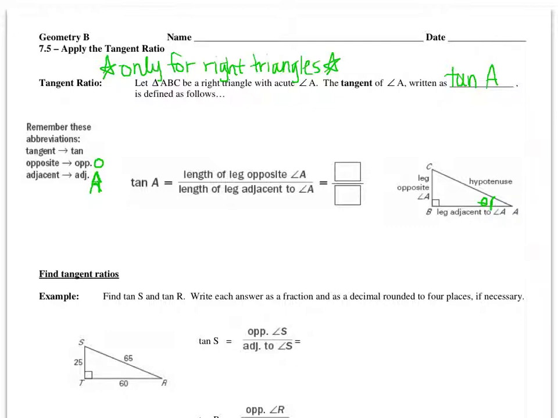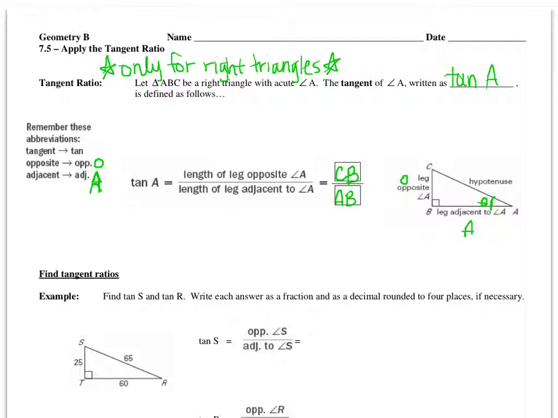Now the leg opposite our angle is going to be the leg straight across from it. The leg adjacent to it is the leg right next to it. And our hypotenuse is still called our hypotenuse. So opposite is across from our angle, adjacent is next to our angle. So I labeled this my adjacent side and this is my opposite side. So the length of the leg opposite angle A would be CB. Remember that stands for the distance from point C to B. And the length of the leg adjacent, my adjacent leg length, would be AB.